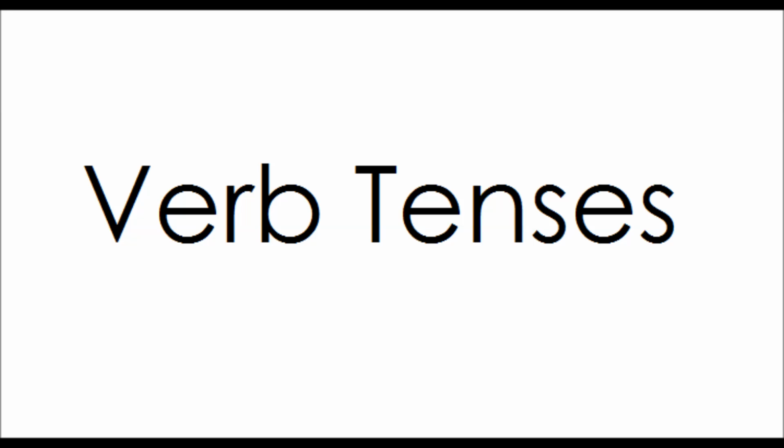In this podcast, I'll talk about verb tenses. There are three main verb tenses, which are past, present, and future tense. Now I'm going to give an example for each verb tense, so that it would help explain the verb tenses.